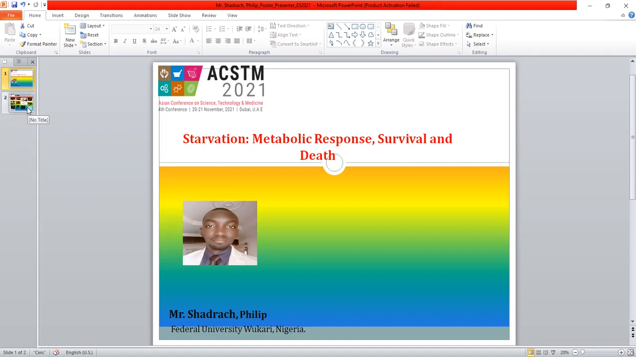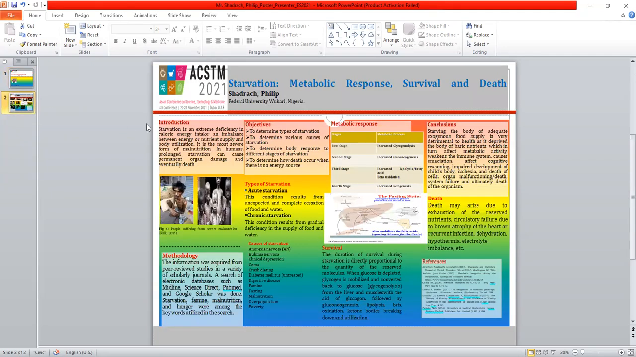What is starvation? Starvation is an extreme deficiency in caloric energy intake, an imbalance between energy or nutrient supply and body utilization. It is the most severe form of malnutrition. In humans, prolonged starvation can cause permanent organ damage and eventually death.